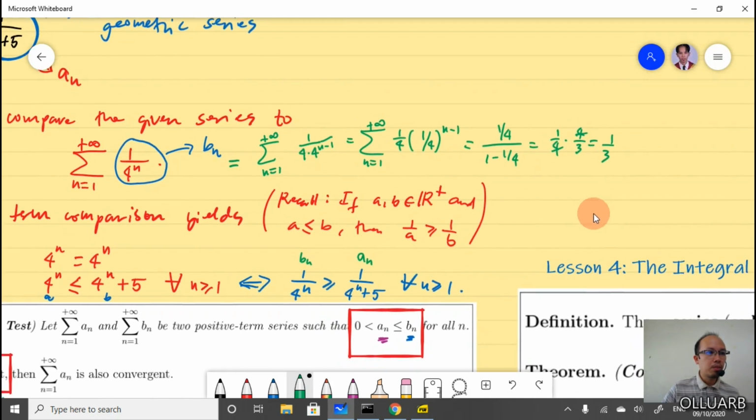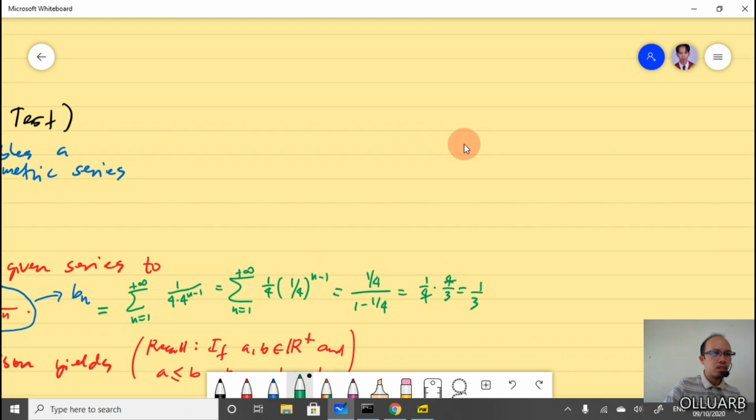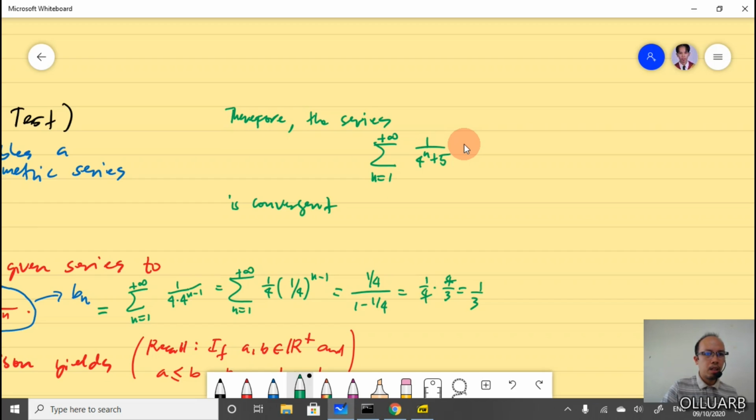So our conclusion, can we write our conclusion here? Therefore, the series summation of 1 over 4 to the n plus 5, n starts from 1 to positive infinity, is convergent by comparison test. Please don't forget to write the conclusion.